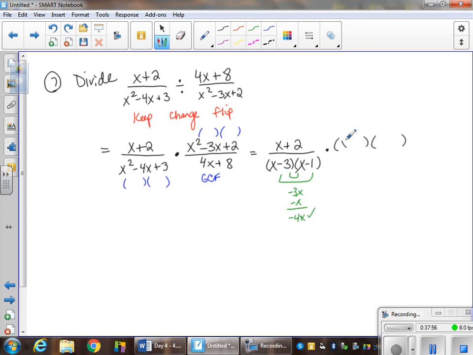x times x is x squared. 2 is prime, so I know it's 2 and 1. Both positive, both negative. B term is negative, so I know they're both negative. Okay? All over. GCF of 4 and 8 is 4. So 4x divided by 4 is just x, plus 8 divided by 4 is 2.